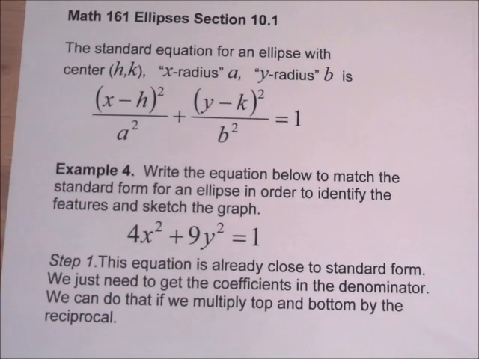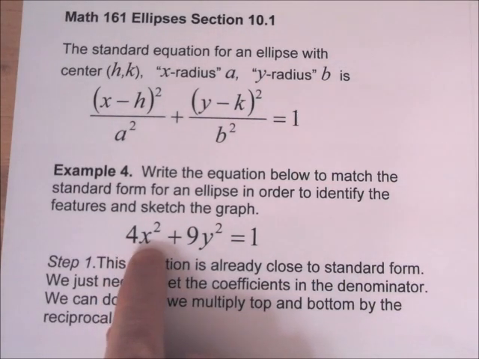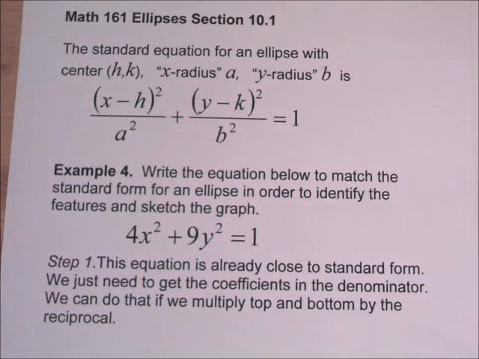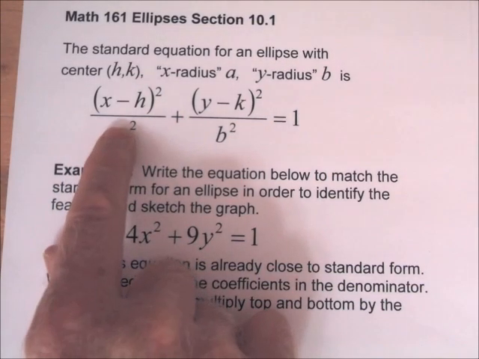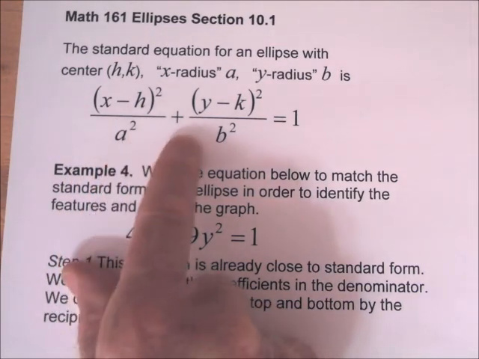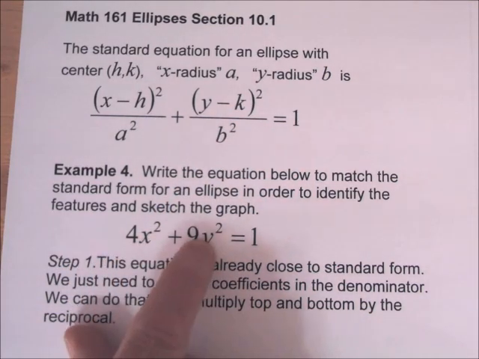Okay, this is example 4, an ellipse, and our equation here is 4x squared plus 9y squared equals 1. Because x and y are both to the second power and they're both the same sign, it looks like the equation will represent an ellipse, and we want to try to match it to this form here, x minus h quantity squared over a squared plus y minus k squared over b squared equals 1. And this is actually close to that form.